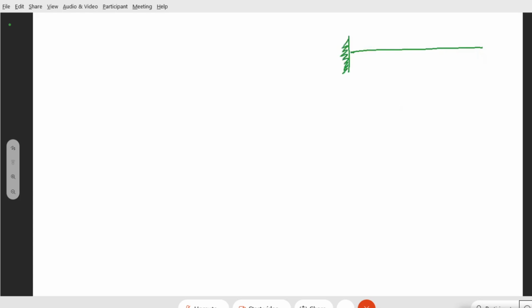Let's say we have this fixed end A, and then we have a number of loads. We have load 1, let's say it is 400 Newton. We have another load 300 Newton. We have another load 800 Newton. And then we have one more load 500 Newton.